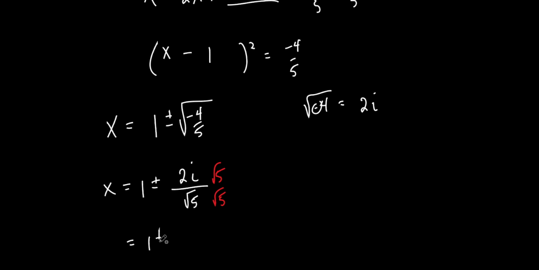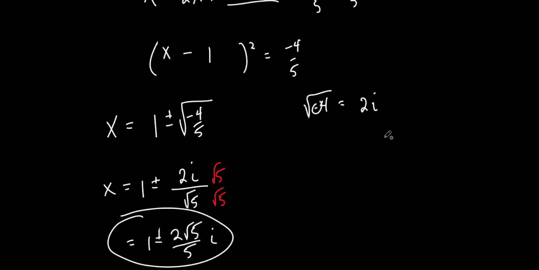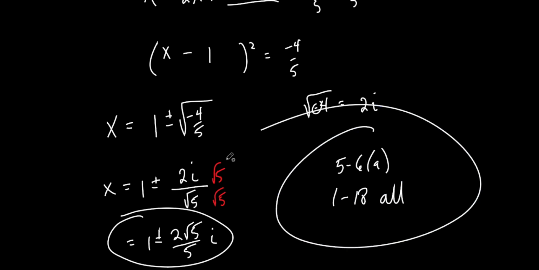Equals 1 plus or minus. What's this going to be? 2 square root of 5 over 5, and then an i. Well, this whole fraction is being multiplied by that i. Okay? And then that is your answer. That's what x is equal to. There you go. You're doing them all. All right, there it is.